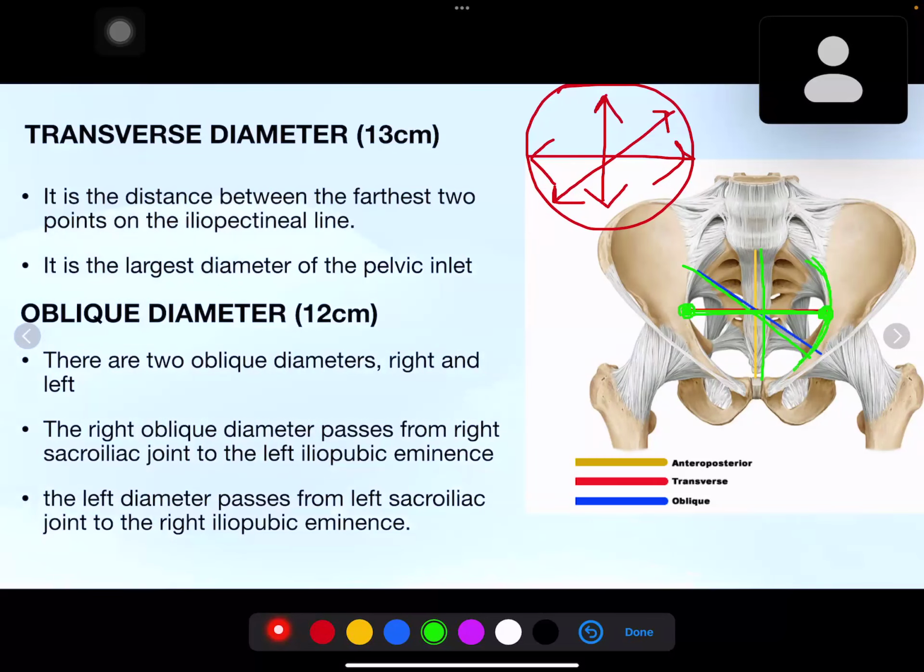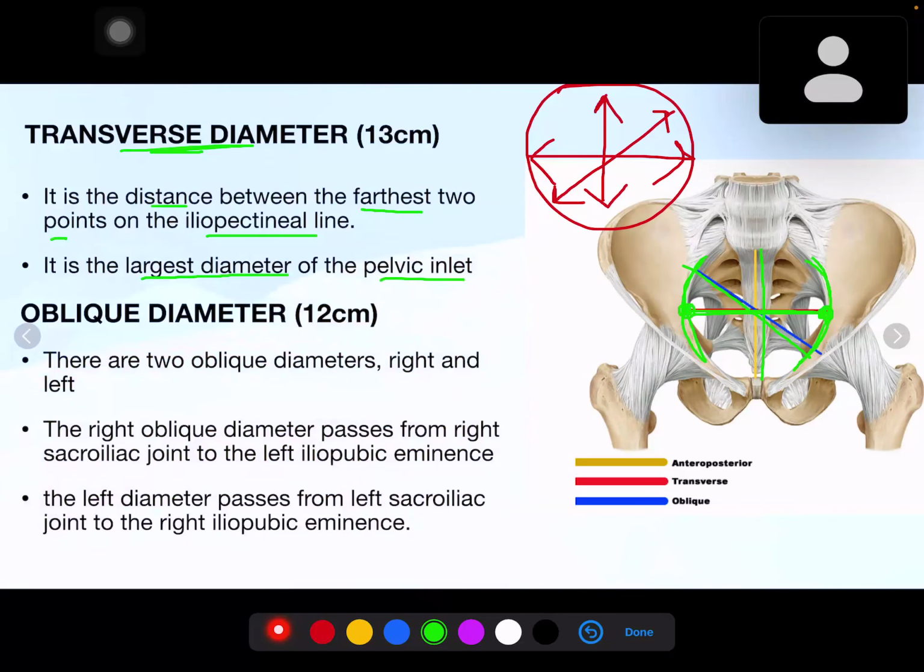Where are these 2 points? These points are on the ilium. So now, how is the transverse diameter defined? It is the distance between the farthest 2 points on the iliopectineal line, and it is the largest diameter of the pelvic inlet.